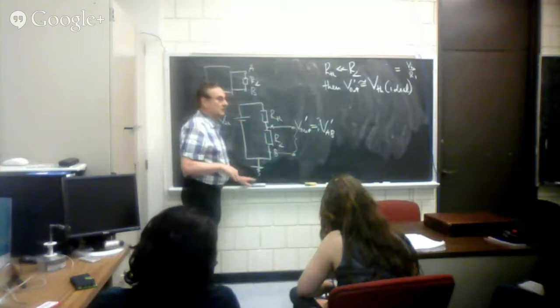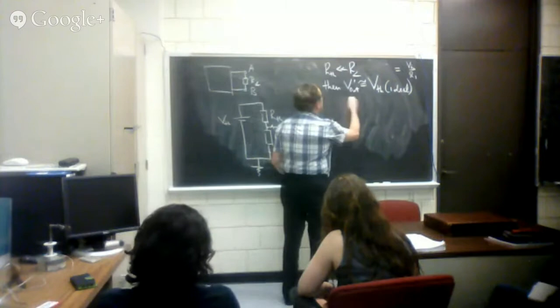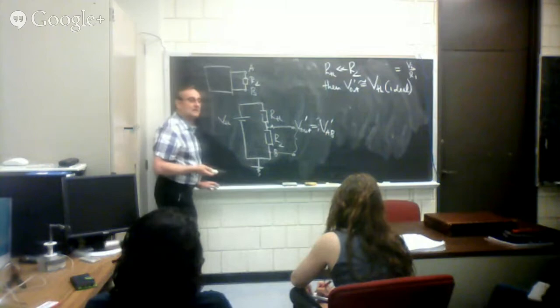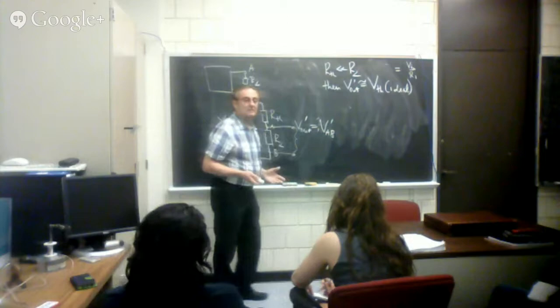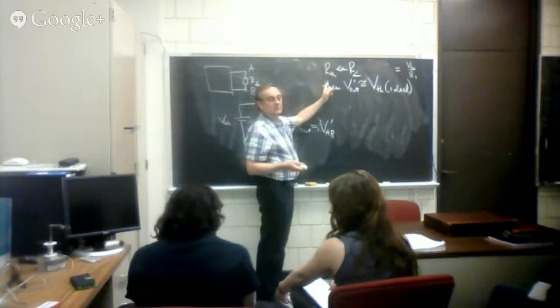Okay. So you want, now you start bargaining with yourself, I guess. What do I want? 1% precision. Then this has to be roughly 100 times smaller than that. 10%, 10 times smaller, and so on.